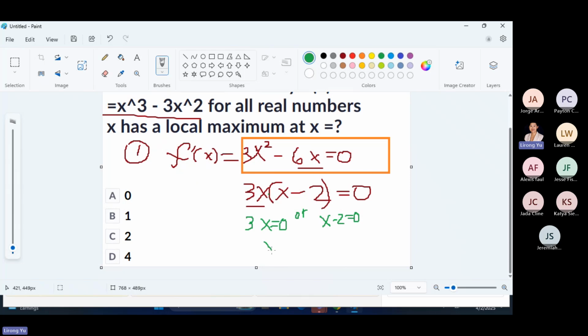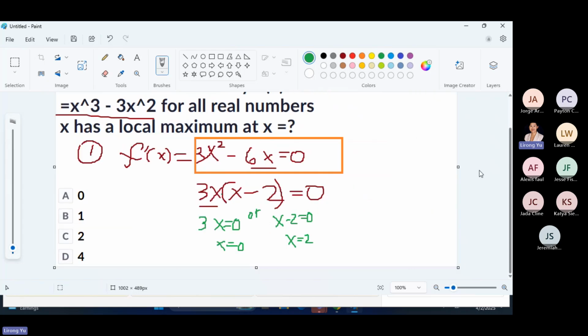Solving these equations, we have x equal to 0 from the first equation, and x equal to 2 from the second equation. That finishes step 1, which is determining the critical values. Then step 2 is determining the intervals. On the number line, you find 0 and 2. So what are the intervals? They are negative infinity to 0, 0 to 2, and 2 to infinity. Those are the 3 intervals.